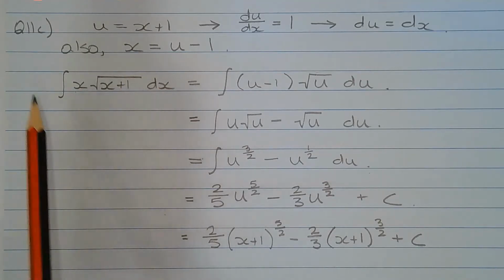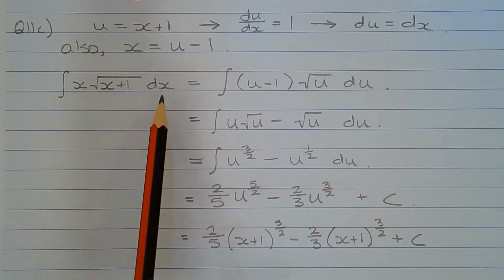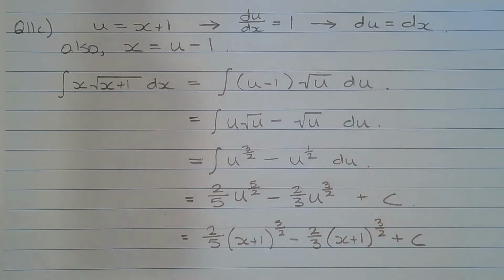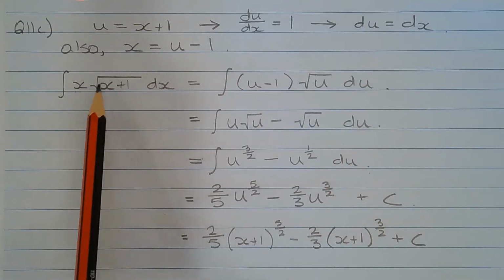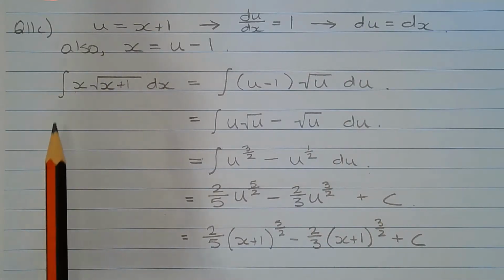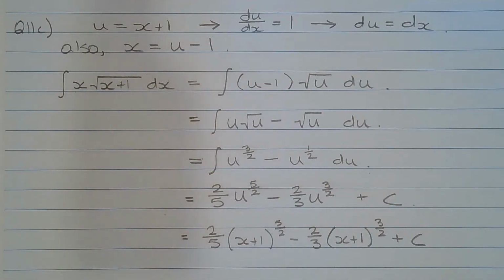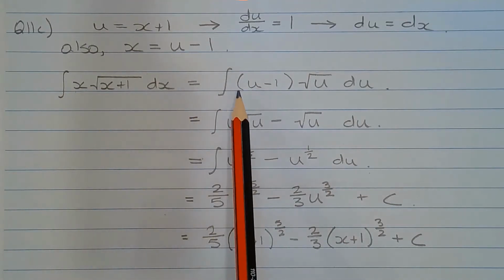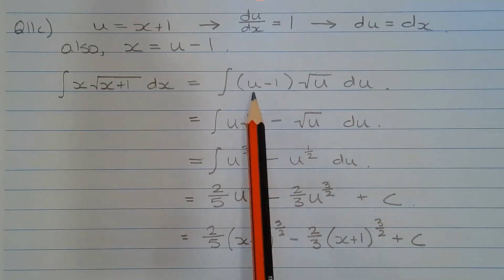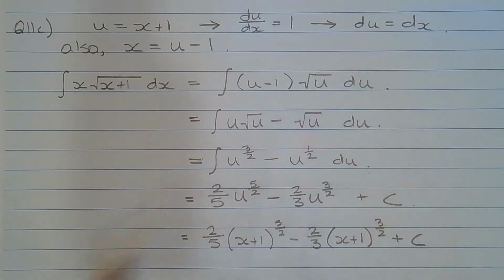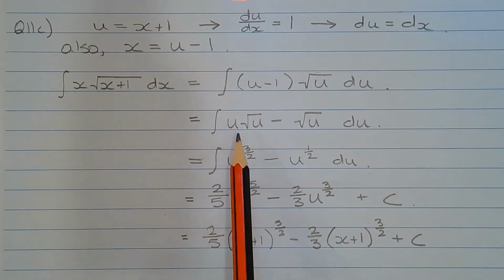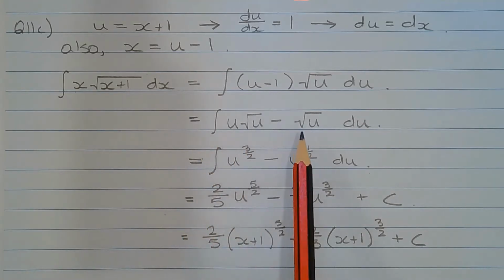Now, in the original integral, we're going to replace the dx with du, since du equals dx. We're going to replace x + 1 with u, and we're going to replace x with u − 1. So the integral becomes the integral of (u − 1) multiplied by the square root of u, du. Expanding the brackets, we get the integral of u multiplied by the square root of u, minus the square root of u, du.